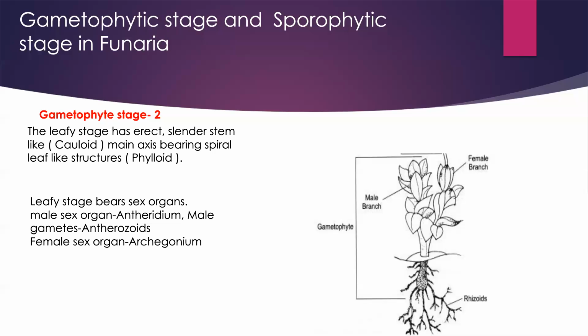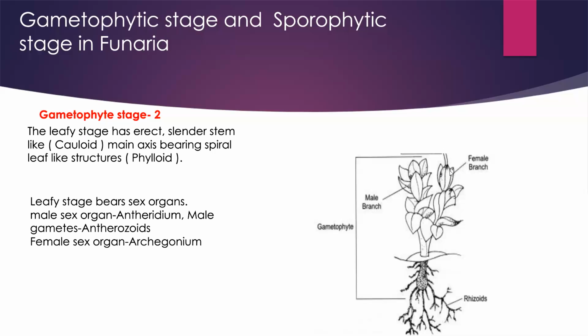Now, what happens in sexual reproduction? There is a fusion of male and female gametes. Here, antherozoids, as I told you, are the male gametes. These antherozoids are motile. They have flagella, which means they can move from one place to another. So these biflagellate antherozoids move from the male branch to the female branch, where the male gamete fuses with the female gamete, which is present inside the archegonium.